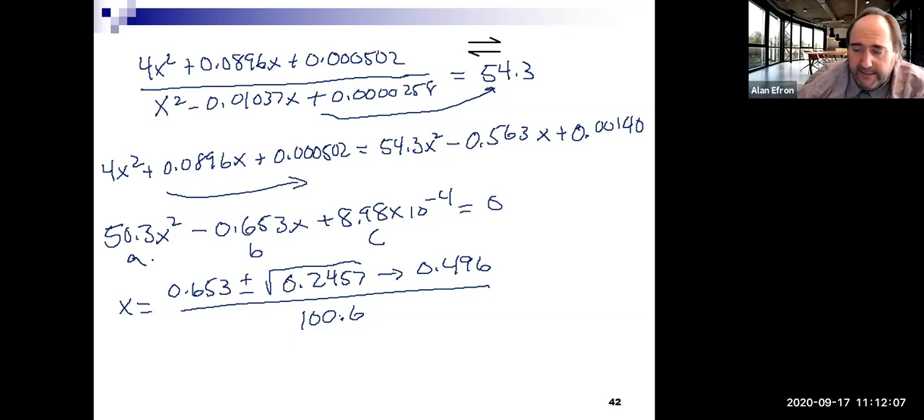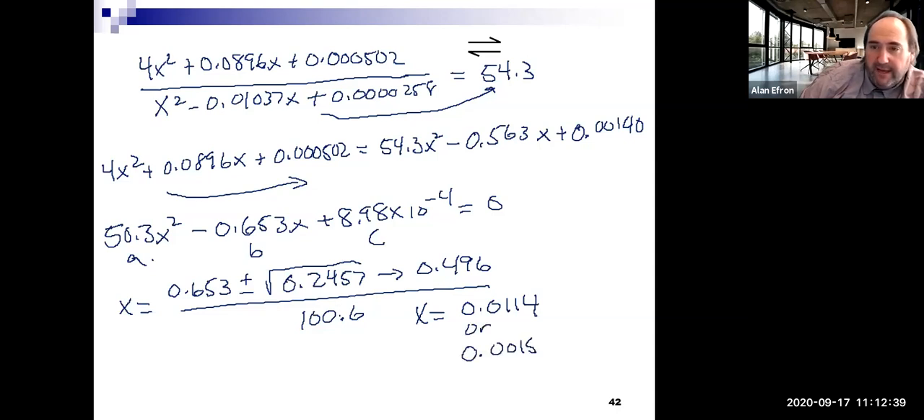And if we do the plus, we're going to take 0.653 plus 0.496 divided by 106. That is going to give us an x value of 0.0114. If we do the subtraction, 0.653 minus 0.496 divided by 100.6 gives us an x value of 0.00156, I believe, in this case. So those are our two x values.